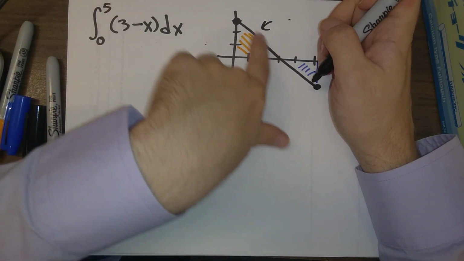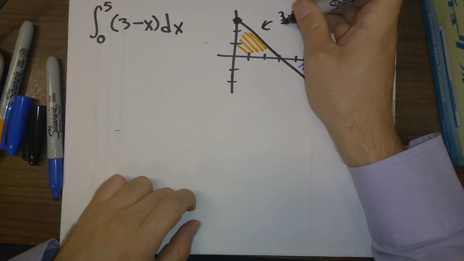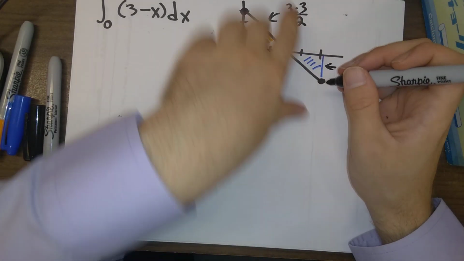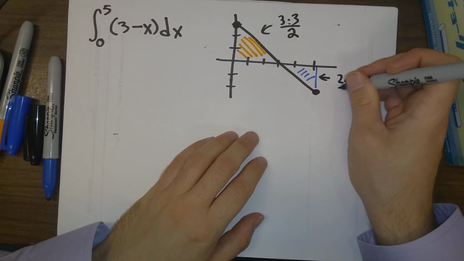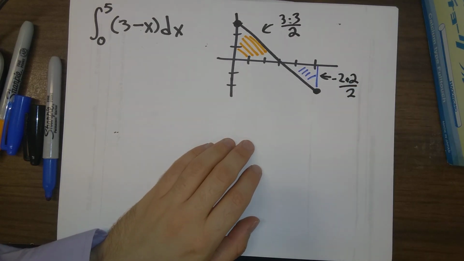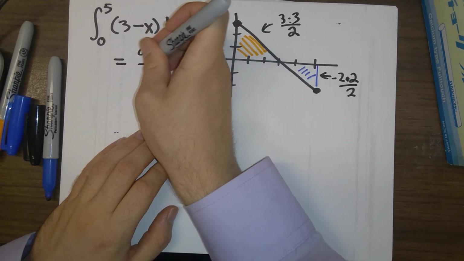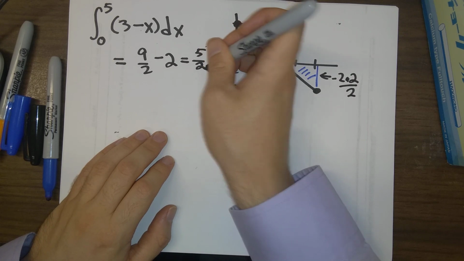This triangle is a 3 by 3 triangle, so its area is 3 times 3 divided by 2. This triangle is a 2 by 2 triangle, so the area is 2 times 2 divided by 2, and it needs to come with a minus sign here. So what is our answer? 9/2 minus 2 is going to equal 5/2.